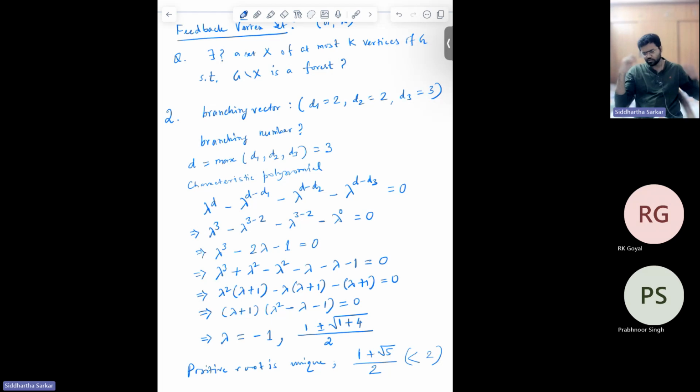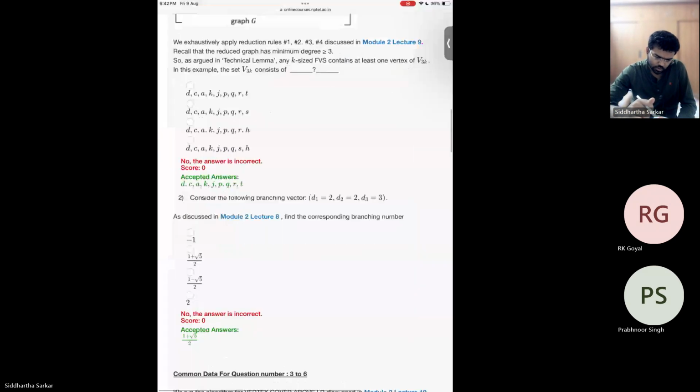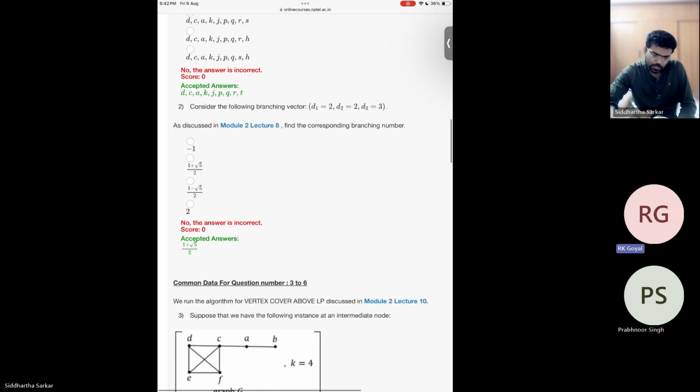And okay, so I'll think more about it. What is the intuition behind the branching number? Not think, I'll find out. So this is the branching number that we are looking for. So let's look at the options. The option is saying 1 plus root 5 by 2 is the accepted answer. Yes. So 1 plus root 5 by 2.